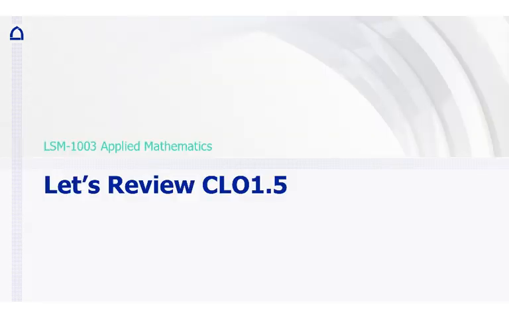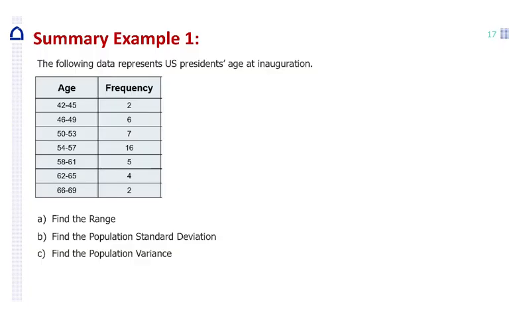Okay, let's do a few more examples of questions related to measures of dispersion, CLO 1.5. In this example, we're given some grouped data which tells us about the ages of different U.S. presidents when they became president. First thing we need to do is enter the data in, well actually before that, Part A. Part A is quite simple. Part A is asking us for the range.